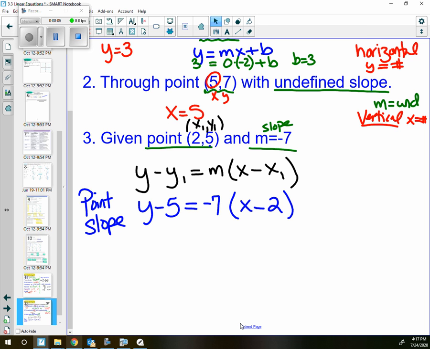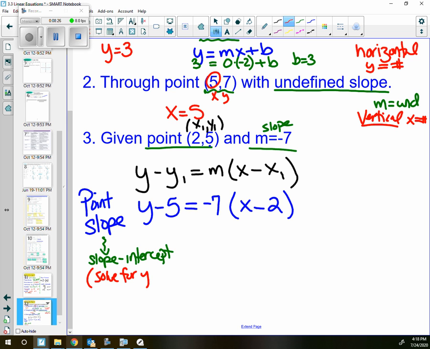Awesome, finished. But they wanted it in standard form. So we just need to do some moving of terms. It's still the same line, but we can do some moving of terms. What I would do next is transform this into slope-intercept form. And how would we do that? How do you get something into slope-intercept form? You just solve for y. So that's the easiest kind of part 2 here to deal with this.